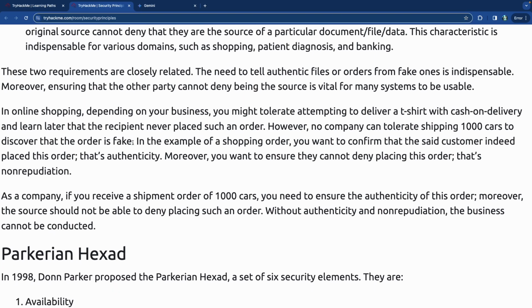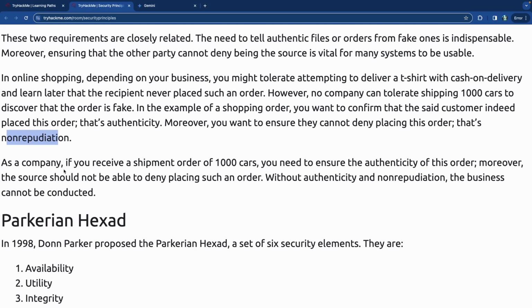In online shopping, depending on your business, you might tolerate attempting to deliver a t-shirt with cash on delivery and learn later that the recipient never placed such an order. However, no company can tolerate shipping 1,000 cars to discover that the order is fake. In the example of a shopping order, you want to confirm that the said customer indeed placed this order. That's authenticity. Moreover, you want to ensure that they cannot deny placing this order, and that's non-repudiation. So they can't go back on their word, right?